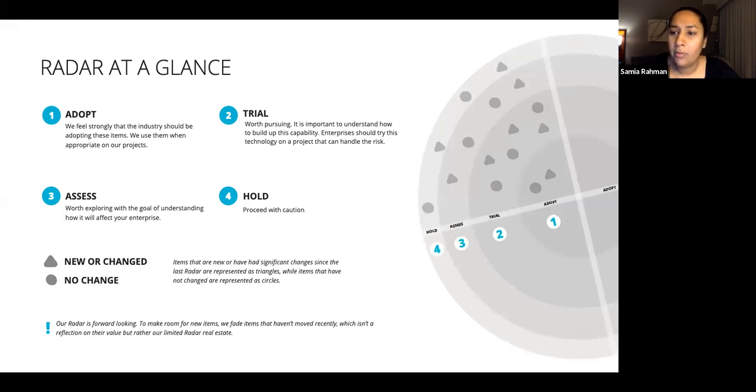Moving from inwards to outwards, we'll talk about each of the blips in each of those categories and whether it should be adopted, meaning it's something we highly recommend for people to adopt and use in their projects. The second ring moving outwards is trial, where we think it's worth pursuing, and we want to understand how to build up that capability, and keep in mind where you can handle the risks. The next ring moving outwards is assess, where we consider exploring that new tech stack or tool. And finally, the last ring, hold, where we caution and recommend to be very mindful if you end up using it within your project.